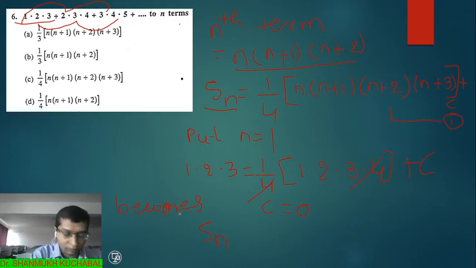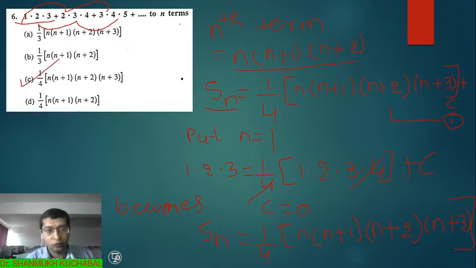Okay, Sn equal to 1 by 4 into n into n plus 1, n plus 2, n plus 3. Like this we get it. Close it. Therefore, option C, 1 by 4 into n plus 1, n plus 2, n plus 3 is the right answer.